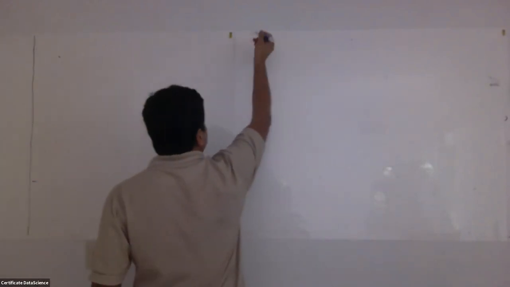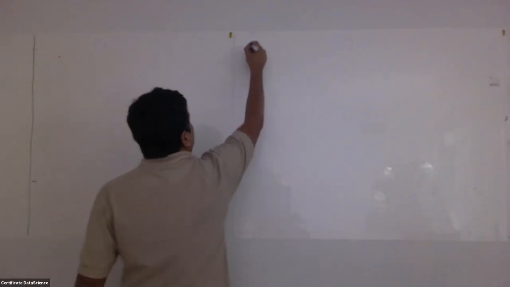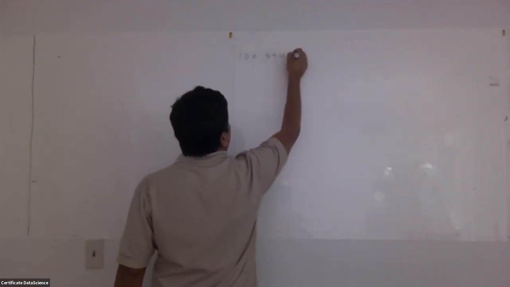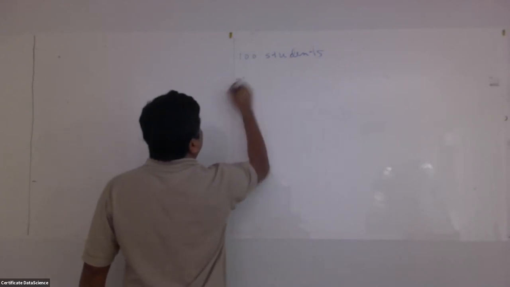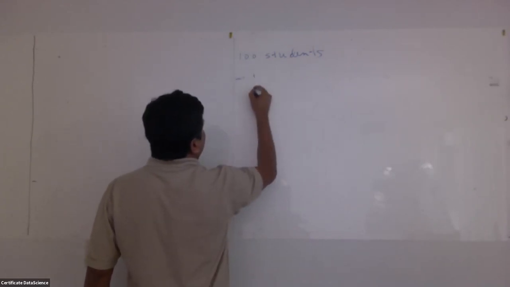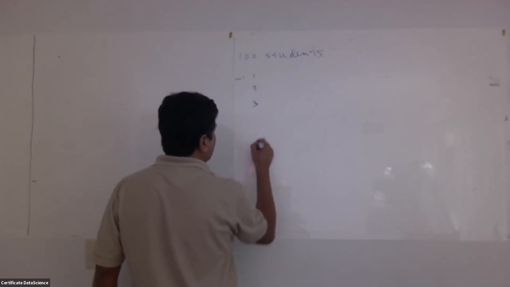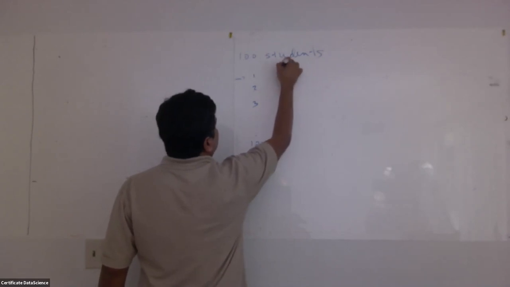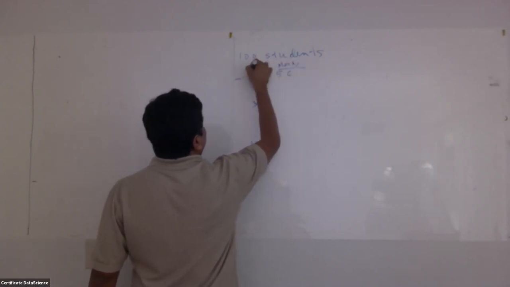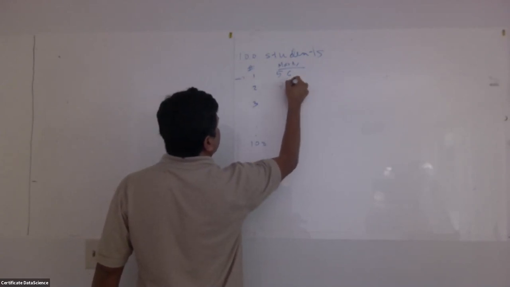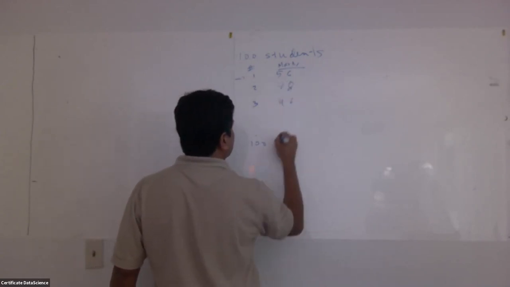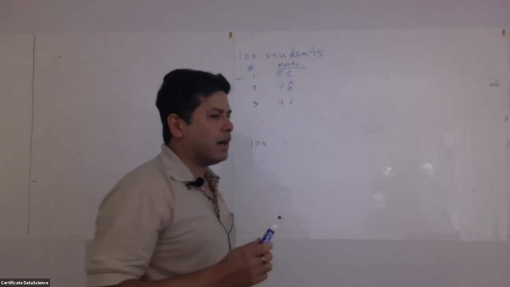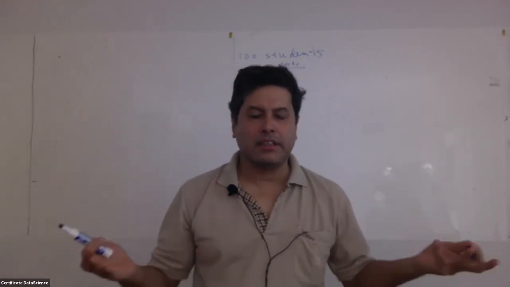Say you have some numbers, say grades of students, 100 students, some marks. All the marks, 1, 2, 3, up to 100. Somebody got 56, these are marks. These are serial numbers. 56, 78, 96, and so on. Or it could be 1,000, doesn't matter. So the goal of a histogram is to get a sense of how the data is distributed.